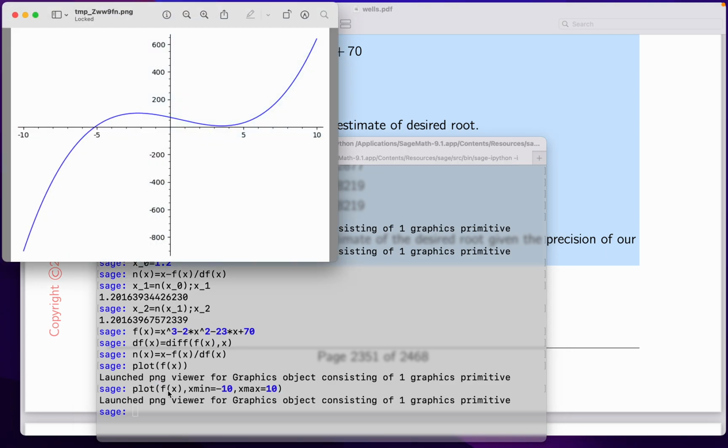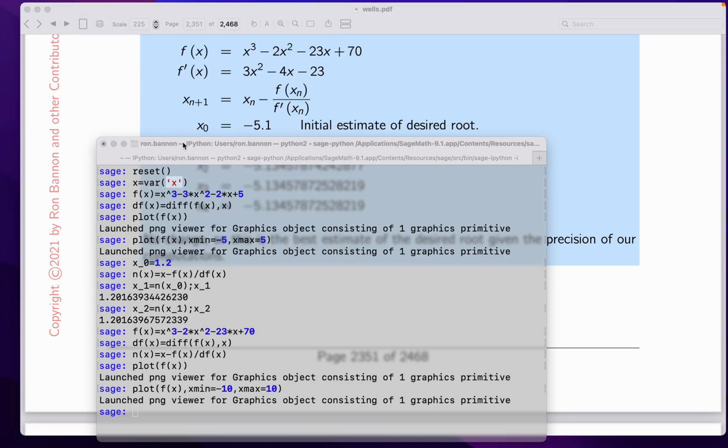Well, that's better, isn't it? So someone's looking at it. I've got to be honest with you, it only looks like there's one root there. If I look at the positive side, there's no positive root. It just seems like there's a root at around minus 5 point something. Right? So I'm going to close that out. I'm pretty much convinced of that.